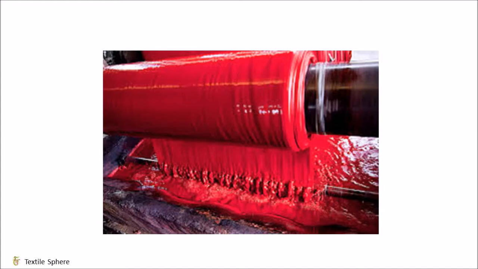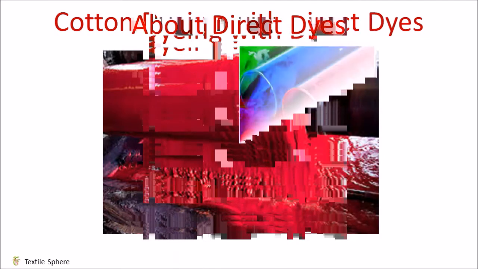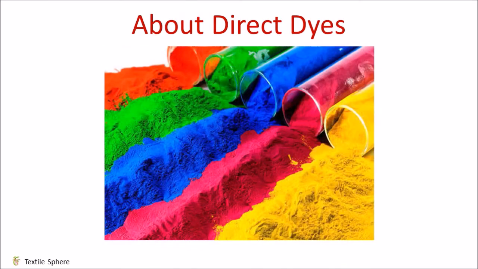So today we will discuss how to dye cotton fabric with direct dyes. So first of all, let's discuss what is direct dye. Direct dyes are called substantive dyes because of their excellent substantivity for cellulosic textile material like cotton and viscose rayon.